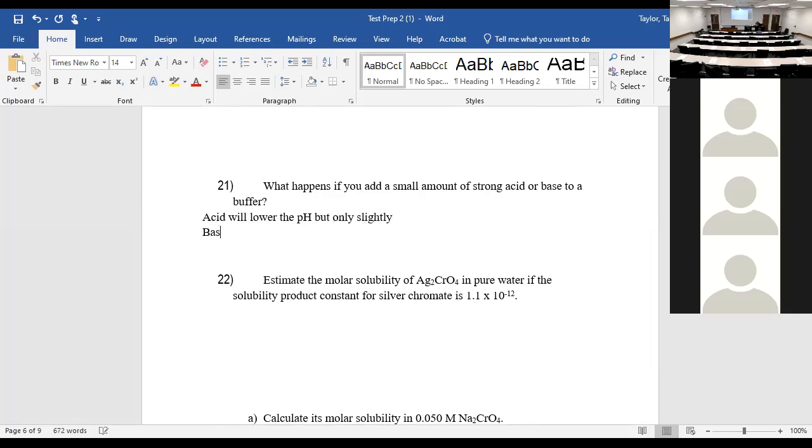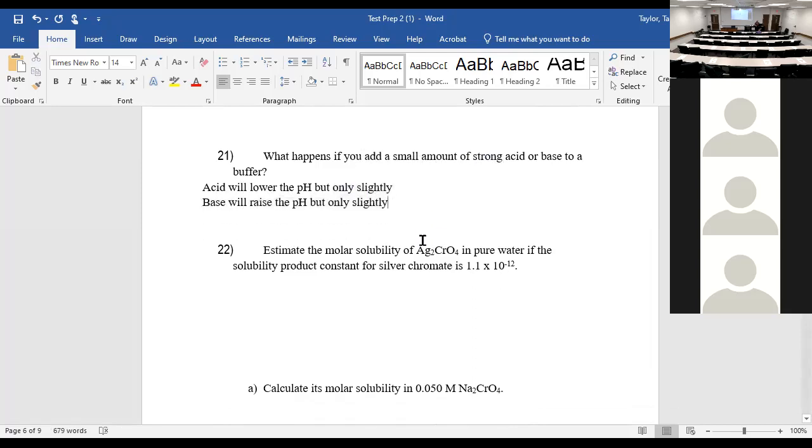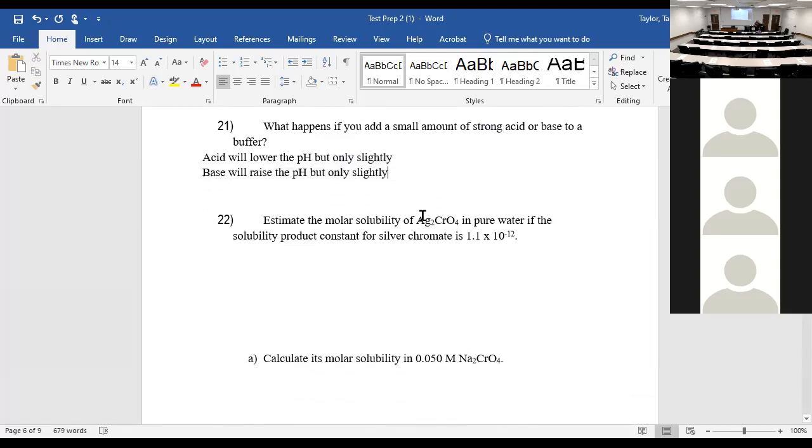And then the base will raise the pH, but only slightly. The main thing to know is it's only going to slightly change the pH. That's what y'all did in titrations. Whenever you have the buffer solution and you're slowly adding hydrochloric acid, it's barely changing the pH because that's what a buffer is meant to do.